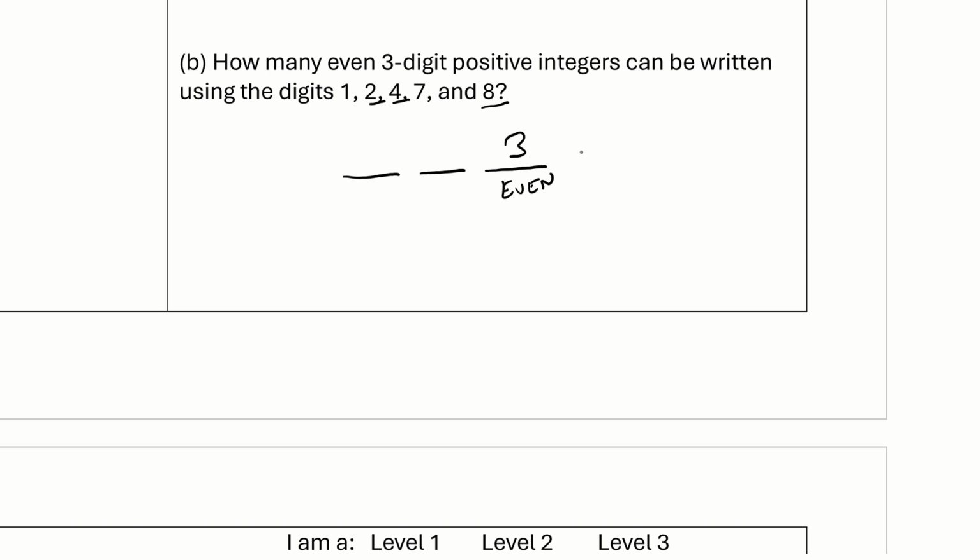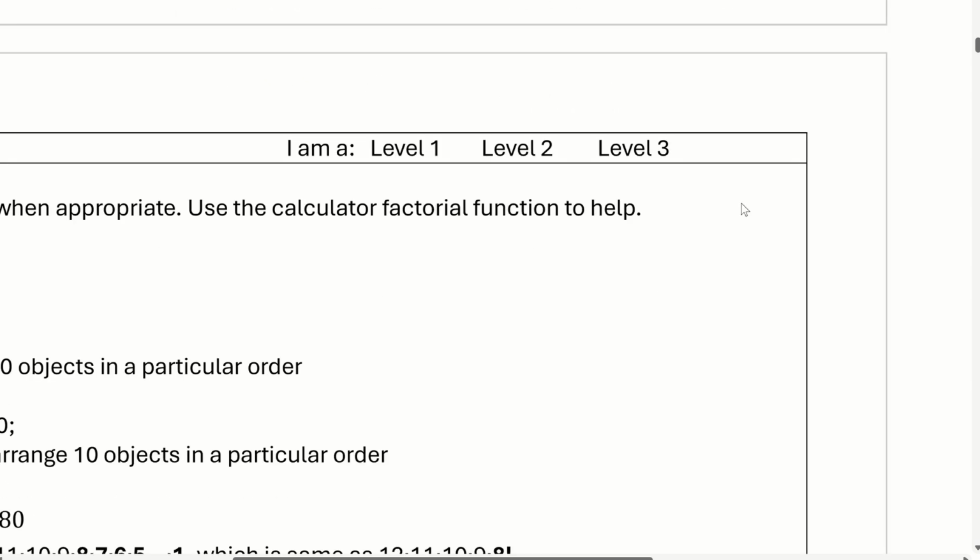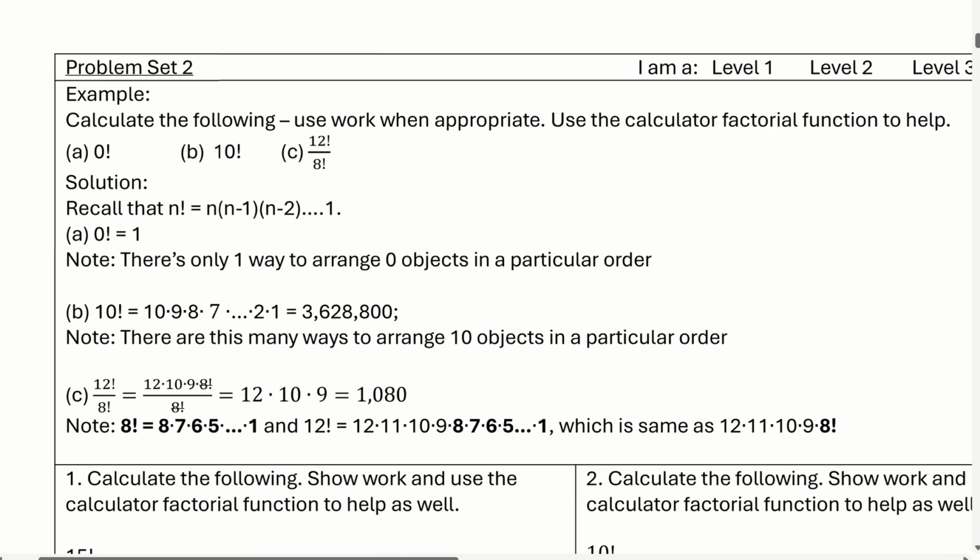So in this case, we have 5 numbers here, and another 5 numbers there. So 5 options for the first one, 5 options for the second one, and only 3 for the last one because it has to be even. All right, we multiply those together, 5 times 5 times 3, and you get 75 possible even 3-digit numbers using those digits.